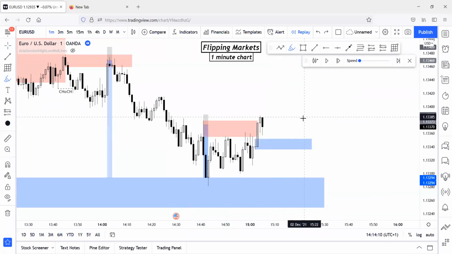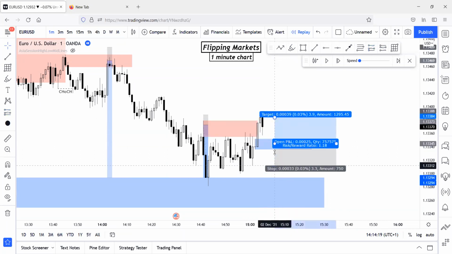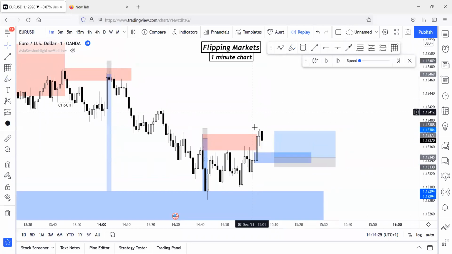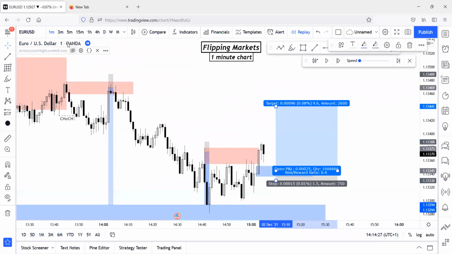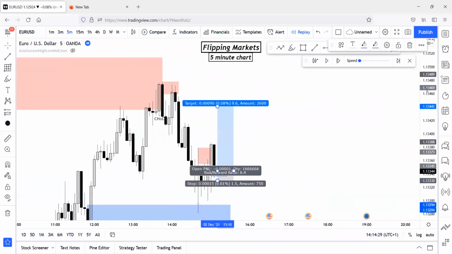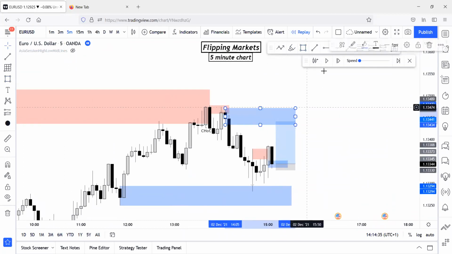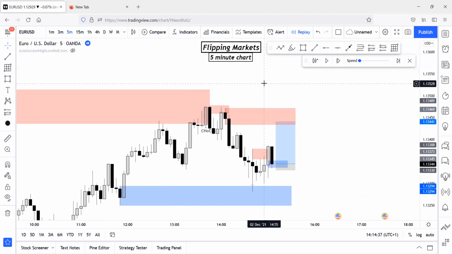So we have our 3 criteria. So I will set my order on the 50% of this candle right here with 1.5 pips stop loss, and actually I would search for a higher time frame target. So on the 5-minute, this supply zone created the break of structure and the change of character on the downside. So this will be our target.